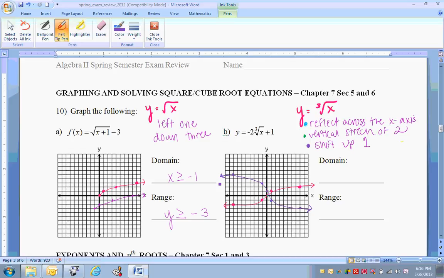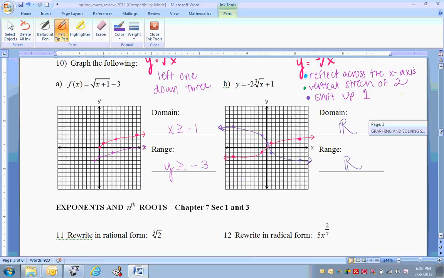And if we look at it, the domain is all my x values. Well, these arrows tell me that my graph is going to continue to go left and right along the x-axis. So all my points will be all real numbers for my x values. And my range will also be all real numbers since it's going to continue to go up and down. Okay, let's move on to problem 11.